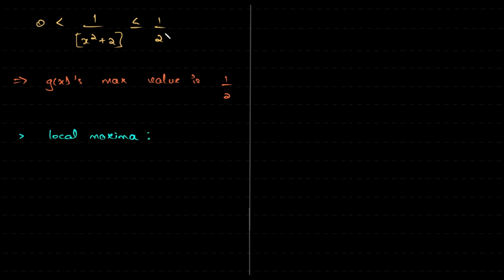How will you find that? Equate this to half. 1 by x square plus 2 is equal to half. So the only way this is possible is x is equal to 0, right? So local maximum x is equal to 0. Okay, so that would be your answer. There's no local minima, because there's no definite value, and so there's no minimum value. There is a maximum value and it occurs at 0.